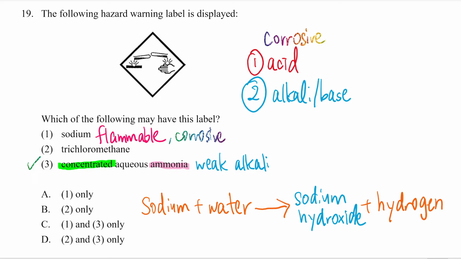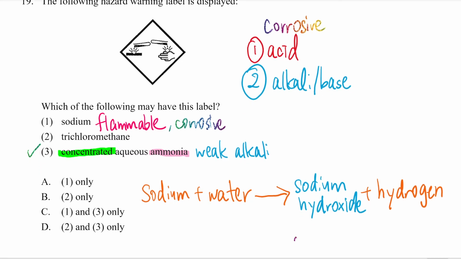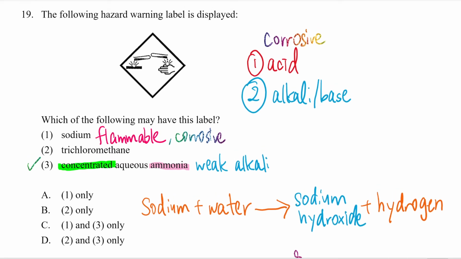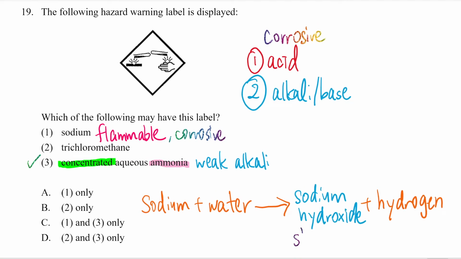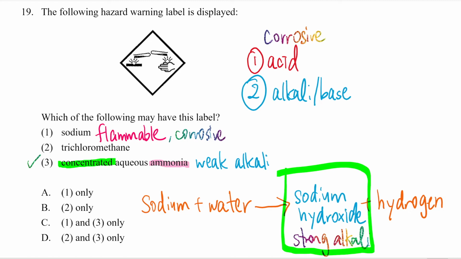Sodium hydroxide. What is this? Yes, it's a typical, very, very common example of a strong alkali. Because this is a strong alkali, then definitely it is corrosive as well. So option one, this is also true. And option two, actually, you will learn this in organic chemistry, but to let you know, trichloromethane is toxic. So here, options one and three are correct, so the answer is C.